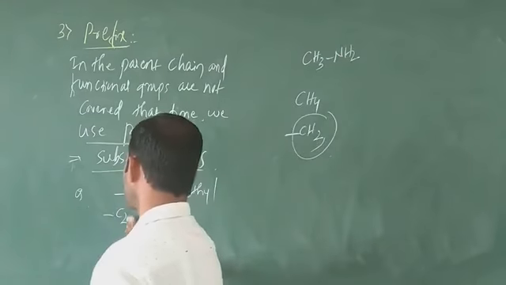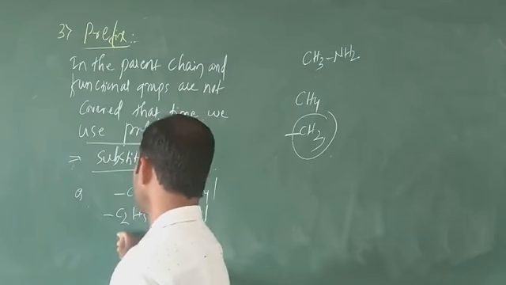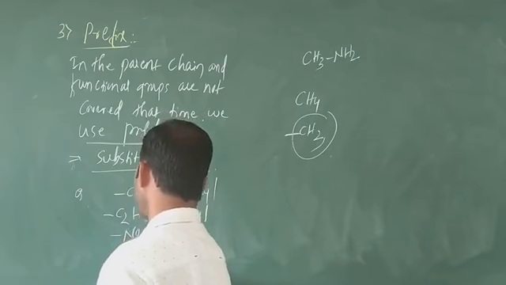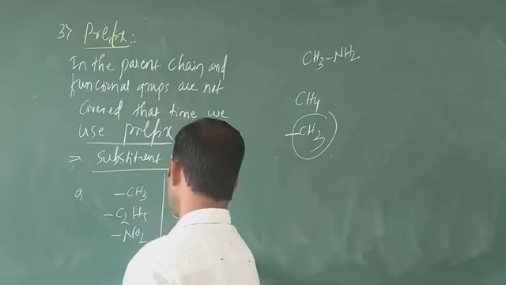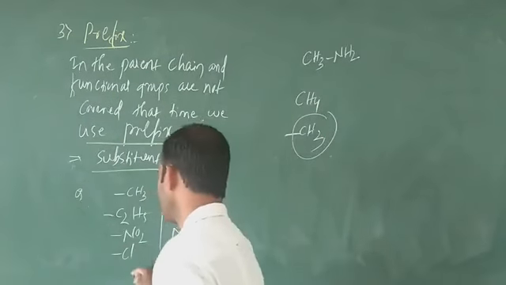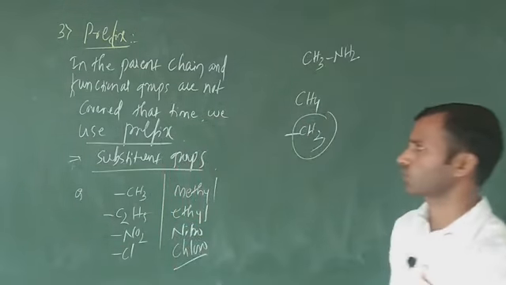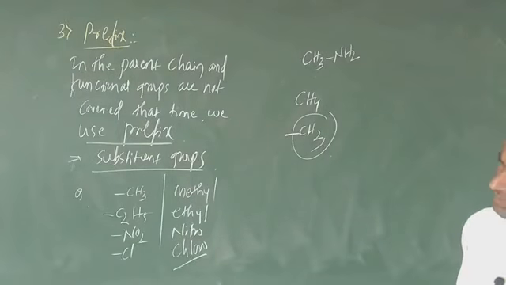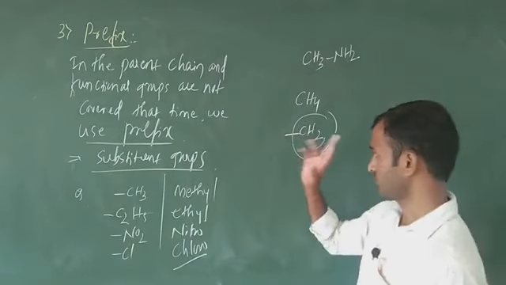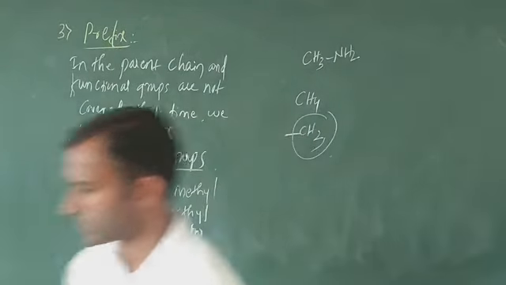Like this, if CH3 is there, this is methyl. Next, C2H5 is there. What do you call this? This is ethyl. Next, NO2 is there. You call it nitro. Next, if Cl is there, we call it chloro. All these indicate prefix. This is important. All these indicate prefix.